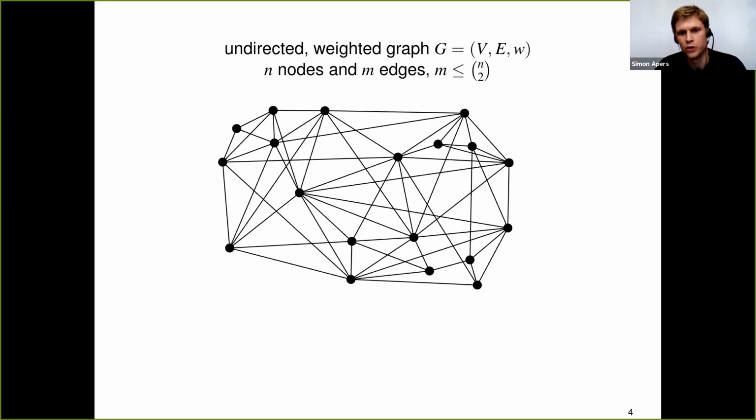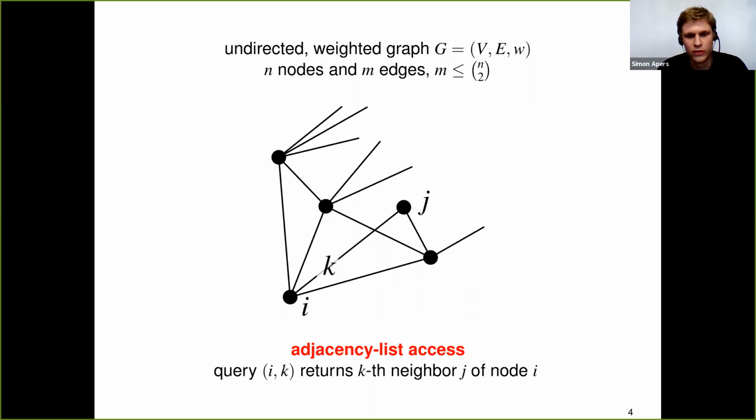Okay. Now, how do we access this graph? We assume adjacency list access. What does that mean? It means that we can query with a pair (i, k), and what the graph returns is the kth neighbor of node i. So in this case, this would be node j. So there's some arbitrary but fixed ordering on the neighbors of every node, and according to this ordering, we receive the kth neighbor. All right.